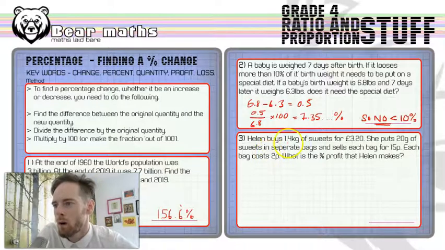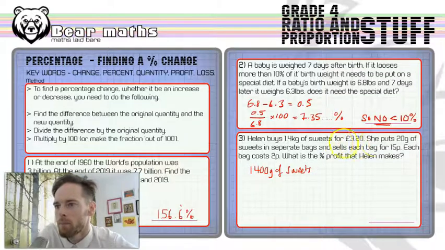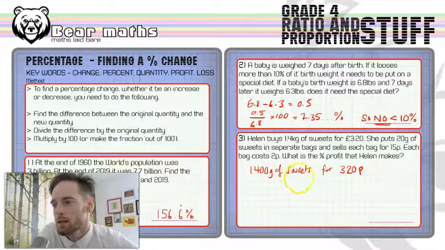So Helen has bought 1,400 grams of sweets. Let's do that conversion first, because everything else is in grams, so let's put that in grams. The 20 grams goes into each bag, or maybe we want to turn the £3.20 into pennies as well. So £3.20 is 320p. Let's just do that now as well.